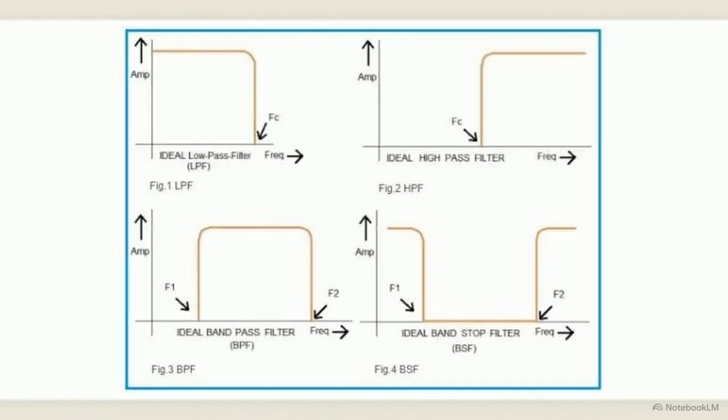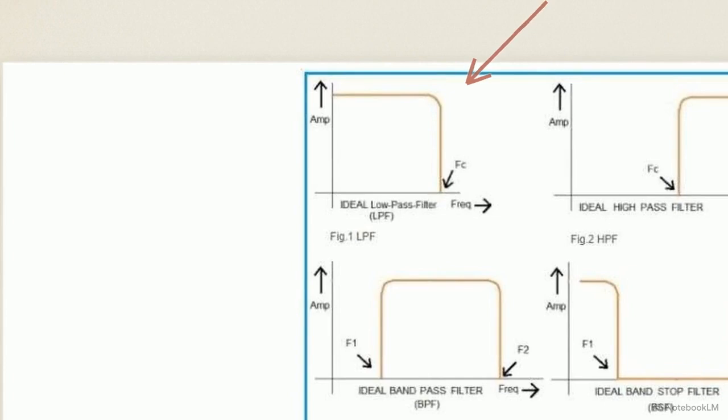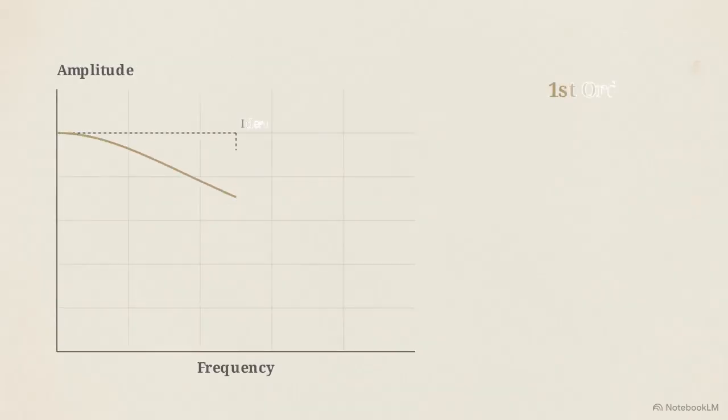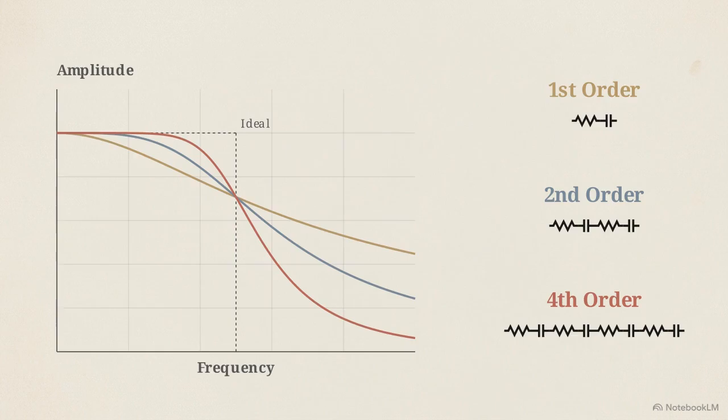In pure theory, these filters operate flawlessly. As shown in these diagrams, they are modeled as brick walls that cut off unwanted frequencies instantly at a specific threshold. But physical hardware cannot achieve this instantaneous drop-off. Looking at the dashed actual line in this graph, we see the reality: a gradual, sloped transition band. The steepness of this physical curve, the roll-off rate, is determined by the filter's order. A higher order circuit creates a steeper slope, but requires more complex components.